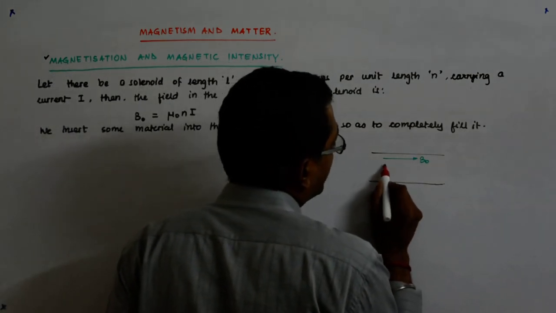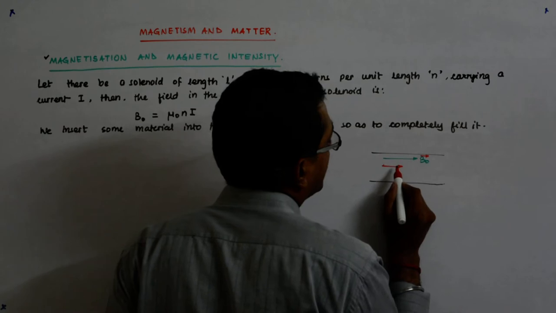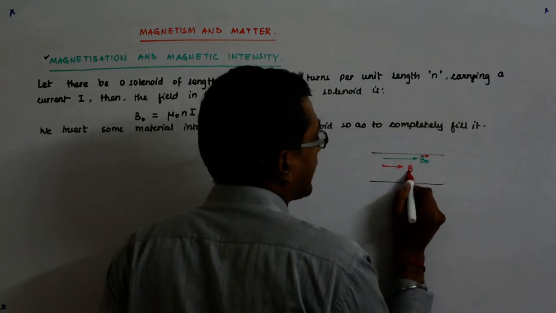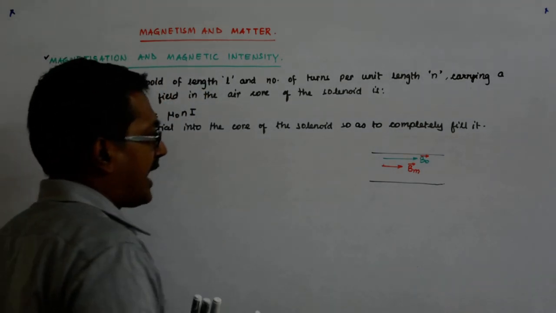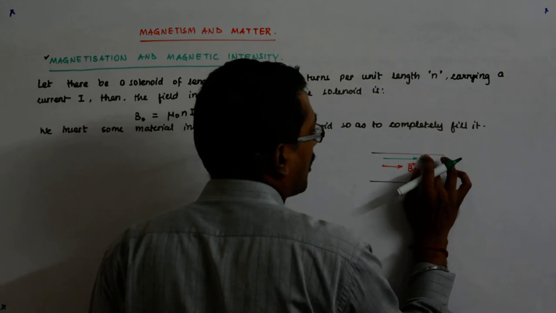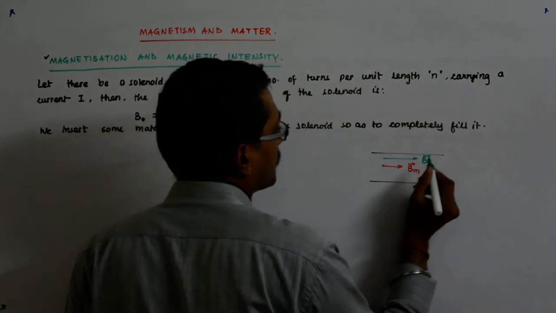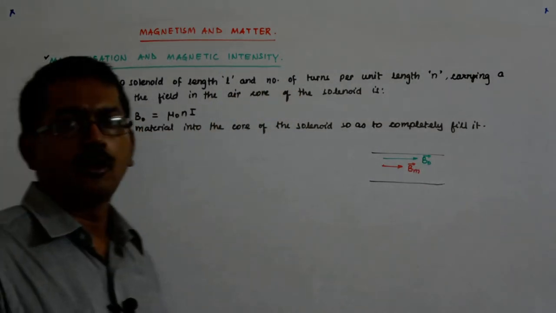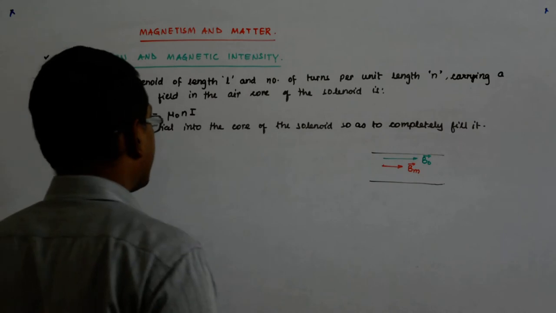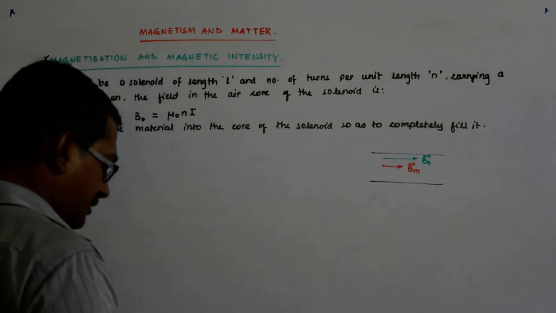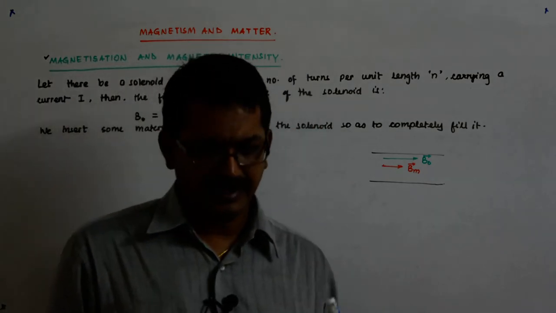Now, suppose due to that, so this is a vector. Suppose due to that, I have a field that I call BM. And mind it, this field is not necessarily in the same direction. I'm showing it to be in the same direction, but it may be opposite. It may be opposite also, but whatever it is, the total field inside the solenoid now becomes the vector sum of B naught and BM.